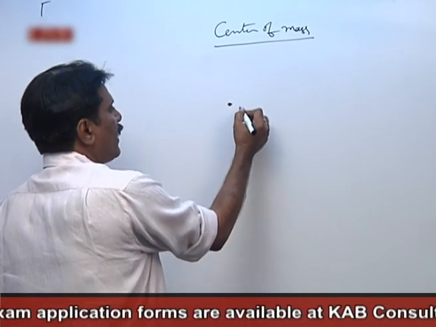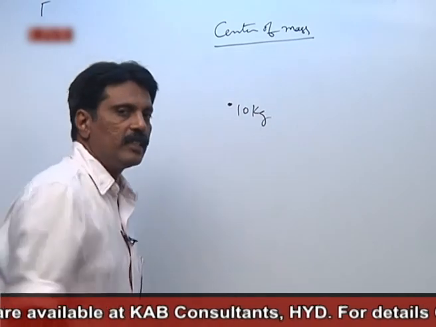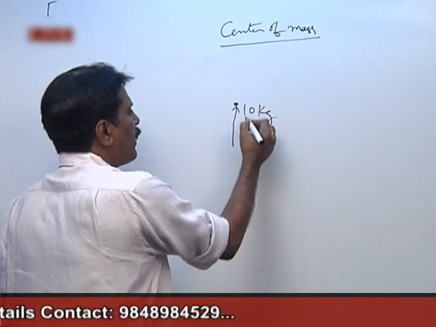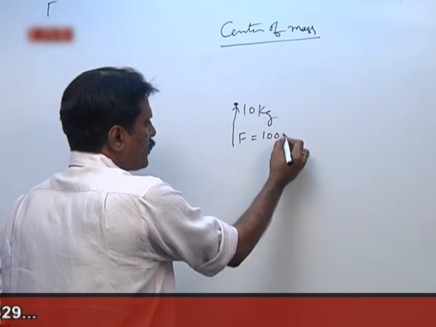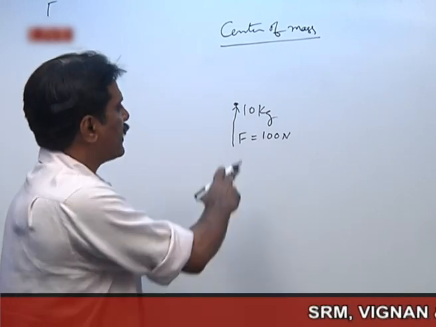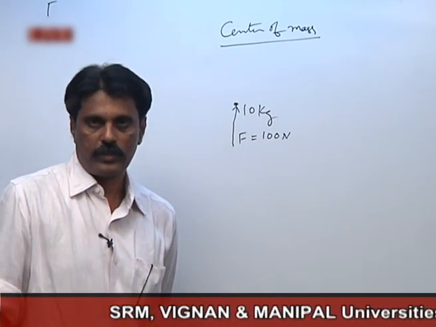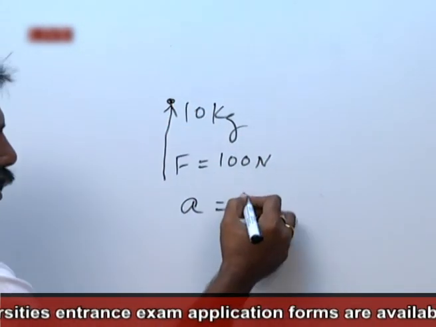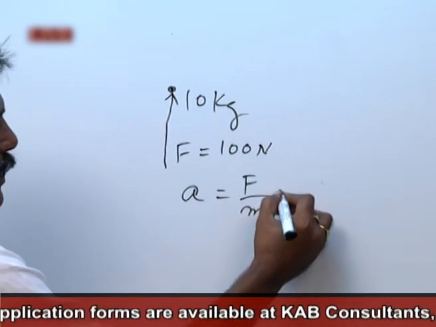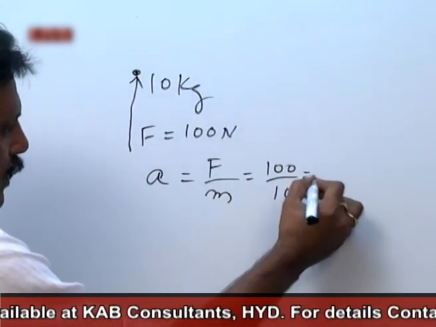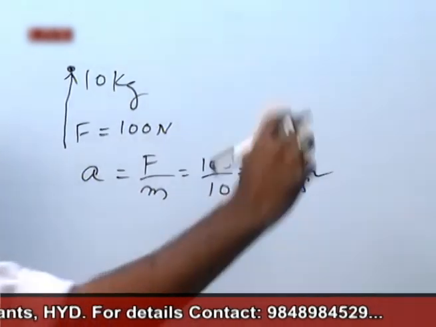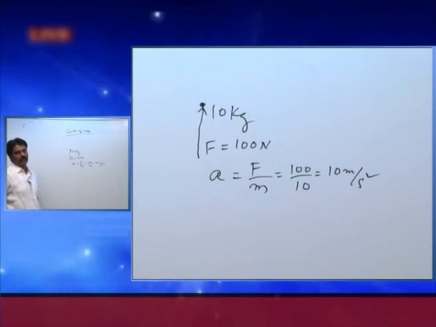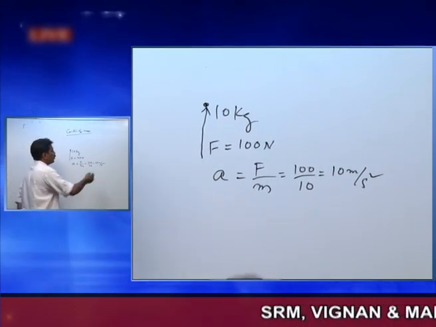Suppose there is a particle of mass 10 kg on which let us apply a force F is equal to 100 newtons. On a particle of mass 10 kg, we are applying a force 100 newtons. Then from Newton's second law, you know that acceleration of the particle is F by m, that is equal to 100 by 10. So 10 meters per second square is the acceleration of the body. Here, this particle will have acceleration 10 meters per second square. That is known to everyone.